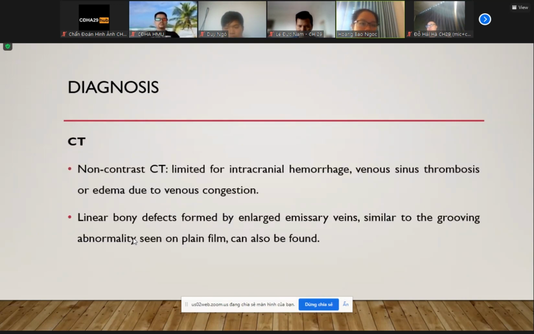For CT, non-contrast CT is limited to showing intracranial hemorrhage, venous sinus thrombosis, or edema due to venous congestion, and linear bony defects formed by enlarged emissary veins, similar to the grooving abnormality seen on the plain film, can also be found.